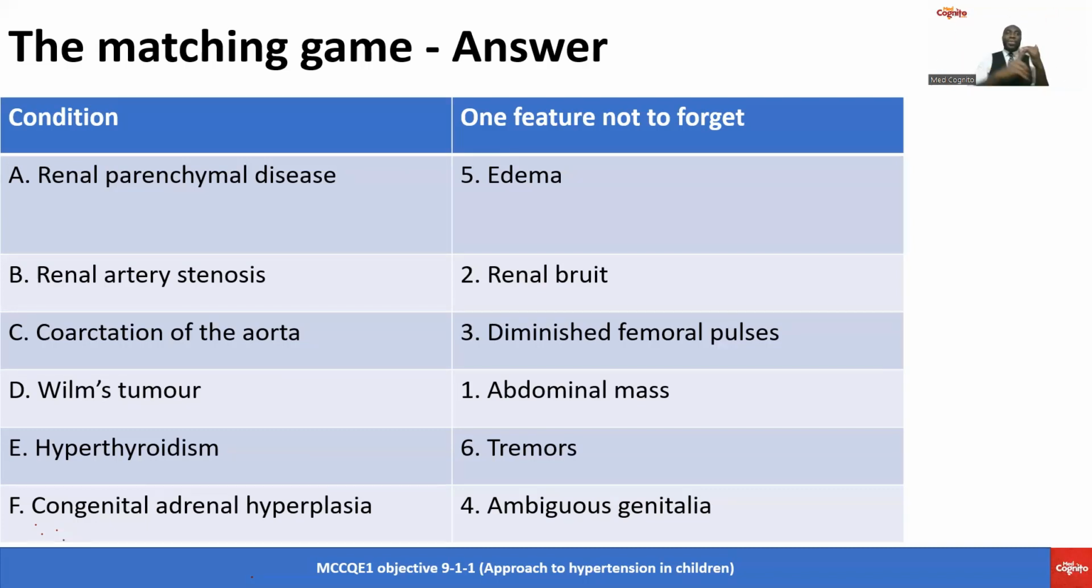In other words, renal parenchymal disease goes with edema. Renal artery stenosis, if you listen over the kidneys, you may hear a bruit. Coarctation of the aorta, there will be diminished femoral pulses. Wilms tumor, there will be an abdominal mass. Hyperthyroidism, there will be tremors. And congenital adrenal hyperplasia, there will be ambiguous genitalia.